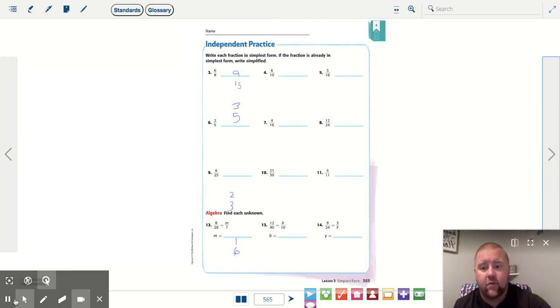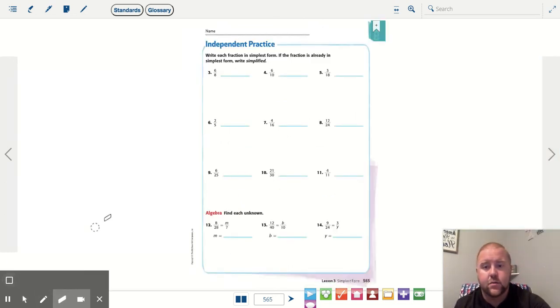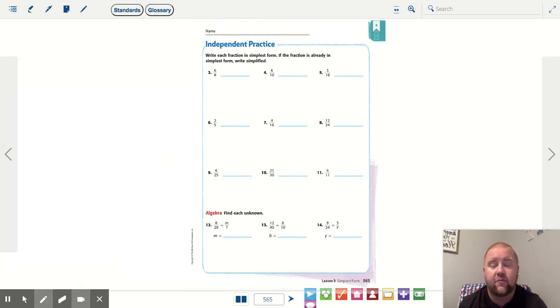All right, let me erase my board here. All right, so when we look at this problem here, all of these are just writing in simplest form. It says if the fraction is already in simplest form, just write simplified. I'm going to just put an S today because writing simplified is going to take me way too long. But for you, you would just write simplified, right? Or if you're doing this just in your head, just understand that some of these might be simplified already and some of them may not already be simplified.